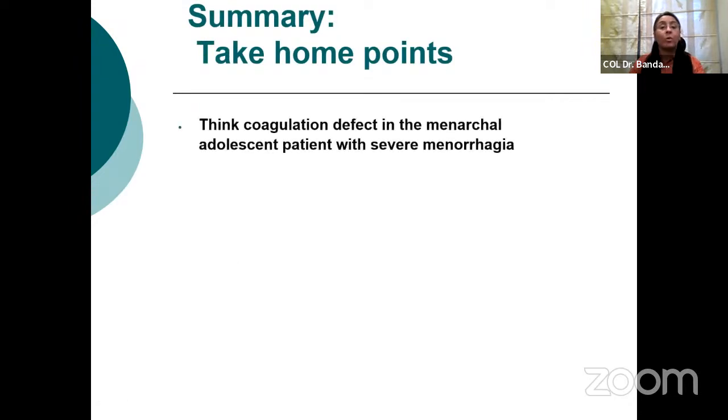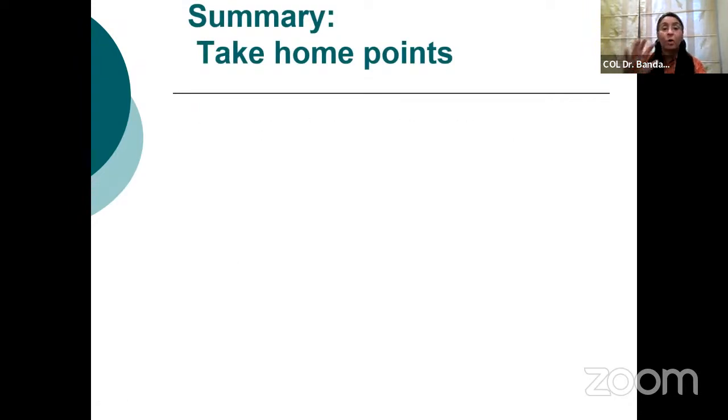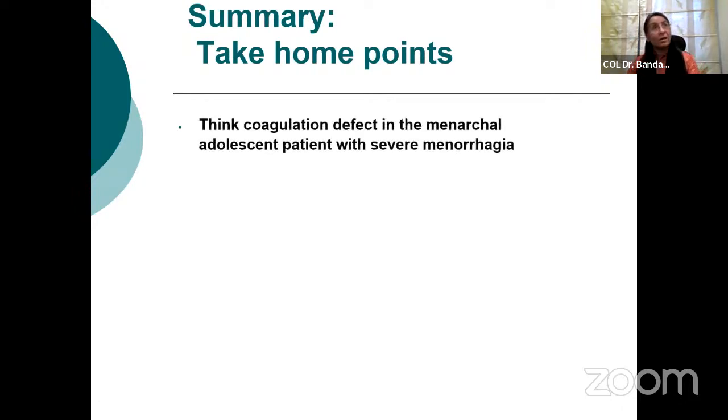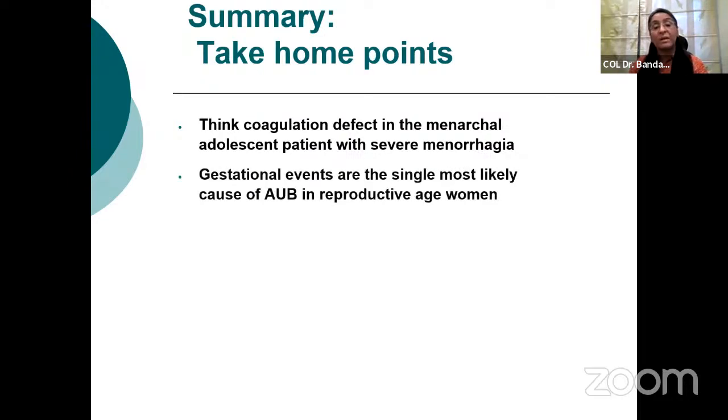So the take-home points out of this entire talk. First is, in a young girl, menarche, adolescent patient, always think of a coagulation defect first. Always keep it in mind. Secondly, gestational events are the single most likely cause of abnormal uterine bleeding in a reproductive age group. So either she's pregnant or she's not pregnant. So always in the reproductive age group, keep in mind that the gestational events can cause abnormal bleeding.